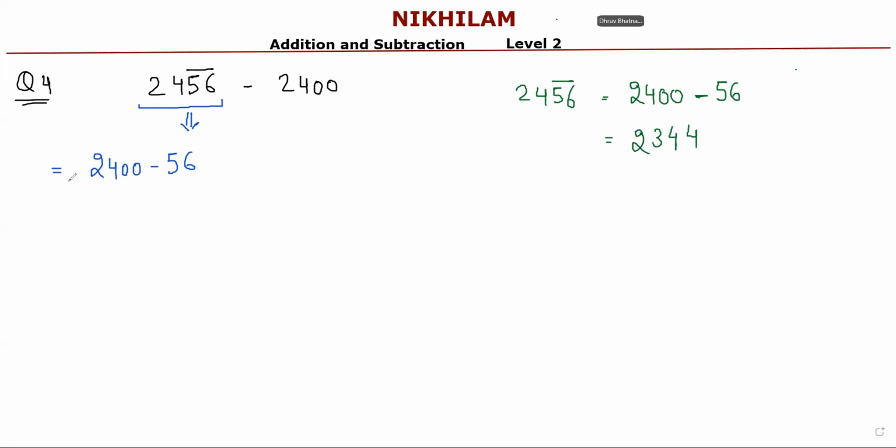So this is 2344. And then minus 2400. So our answer is what? Minus 56, I can say. So our answer is negative 56. Okay.